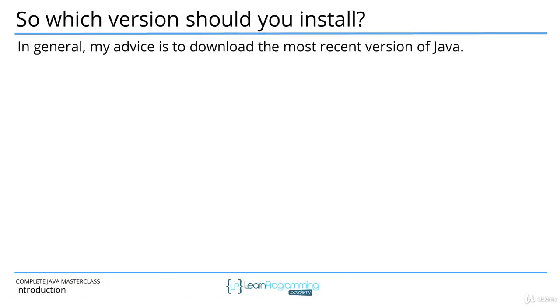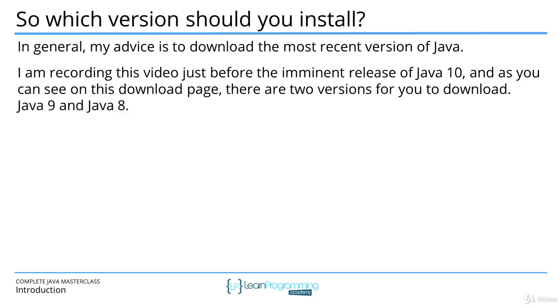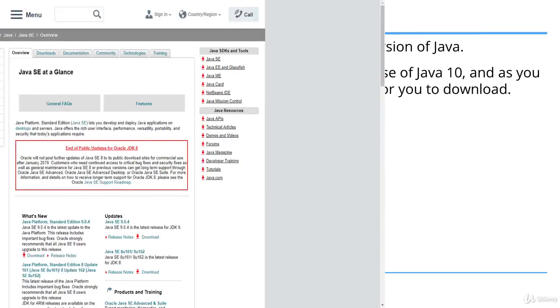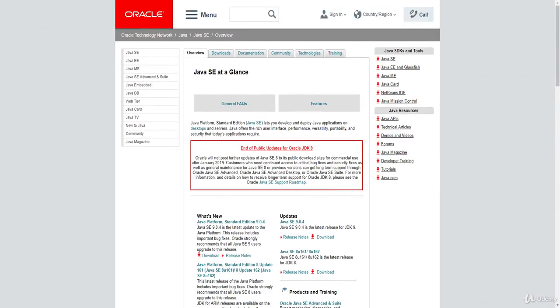So which version of Java, or the JDK, should you install? Well, in general, my advice is to download the most recent version of Java. Now, I'm recording this video just before the imminent release of Java 10, and as you can see on this download page, which I'll bring up now, there's actually 2 versions for you to download, Java 9 and Java 8. When Java 10 is released, you'll most likely see the removal of Java 9 on this page, replaced by Java 10, and Java 8 still available for download.